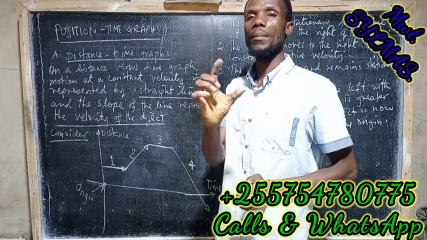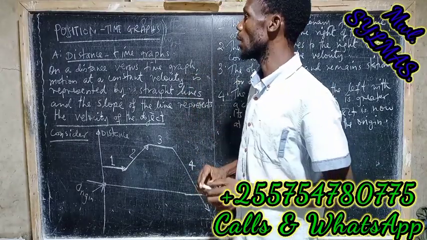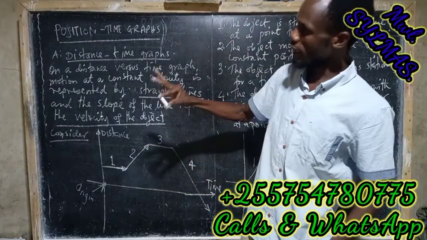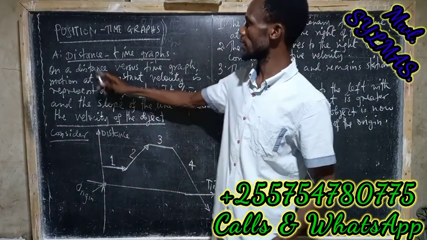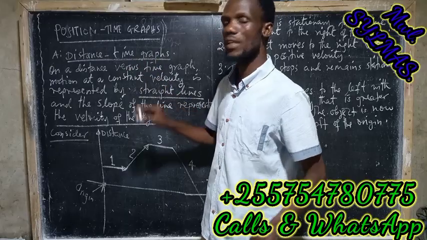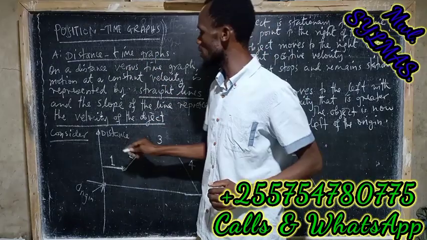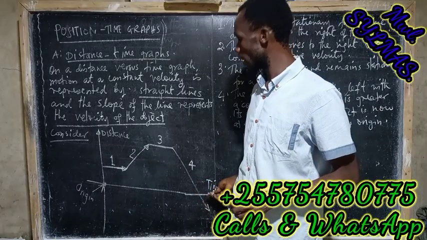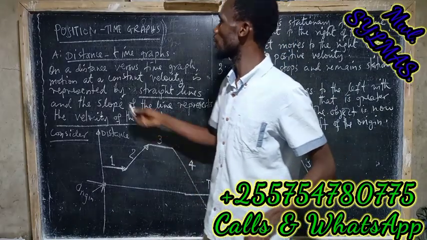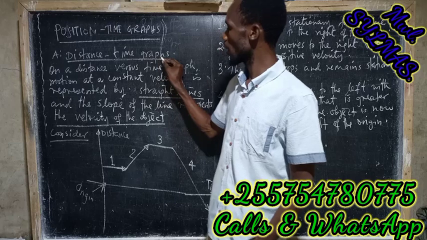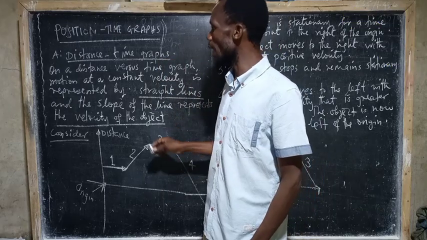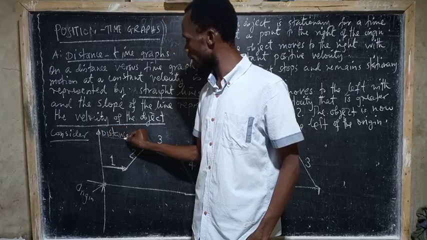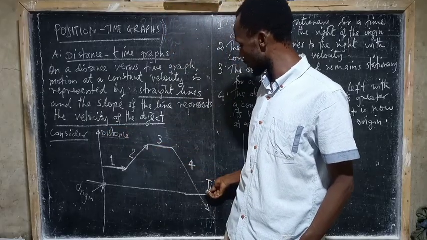Kutakuwa na graph mbili ambazo tunazifanya consideration kwenye hii main point. The first graph that we have to consider is the distance time graph. This means that a distance is plotted on y-axis and a time is plotted on x-axis. That is why we call it distance time graphs.